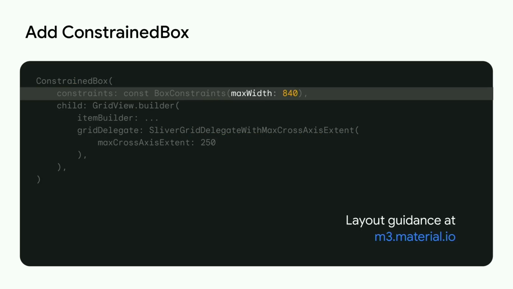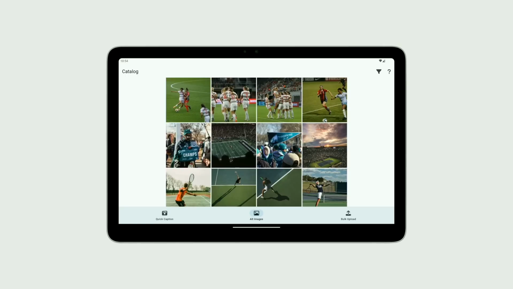For our maximum width, Material 3 recommends a value of 840 for the expanded screen size. So we're going to go with that. You can find out more about Material's layout guidance at m3.material.io. Now this looks much better. Notice how, because of how we set up our grid view, the number of columns automatically adapts to the new width of the grid. That's adaptive UI in action.